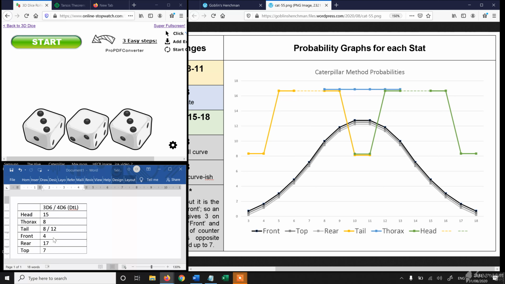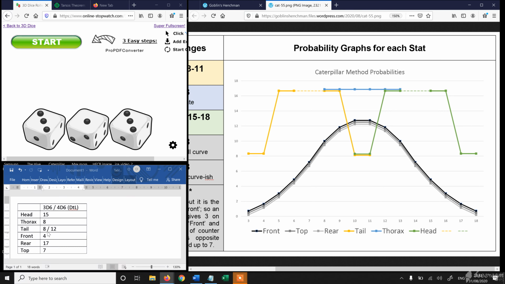But let's move on. Then you add up the front faces. So a 1 plus a 2 plus a 1. That gives you 4. Now this is where it becomes interesting because these are counterbalanced. Because as I said, opposite faces of a d6 add up to 7. So as the front face goes low, the rear face will go high. So this is a 4, but this will be a 17, 6 plus a 6 plus a 5. Then finally you add up the top, which is 3 plus 3 is 6 plus 1 is 7.